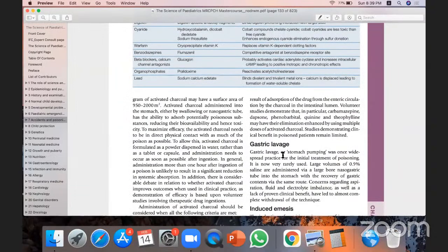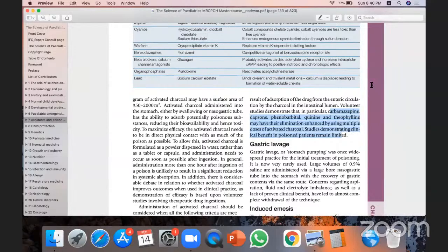Some drugs like carbamazepine, dapsone, phenobarbital, quinine, their elimination is enhanced by using multiple doses of activated charcoal. These drugs have a high volume of distribution. Okay, dapsone, high volume of distribution and prolonged time of distribution. So you will use charcoal multiple times for these drugs. So they are very important.